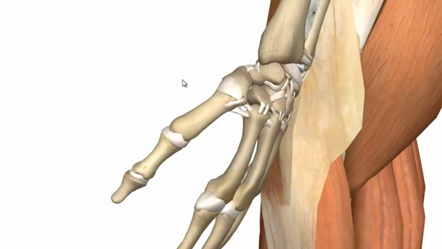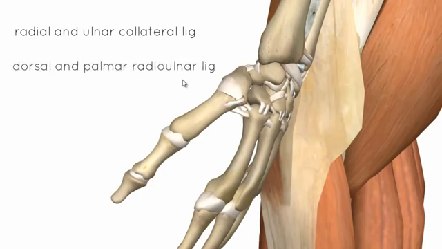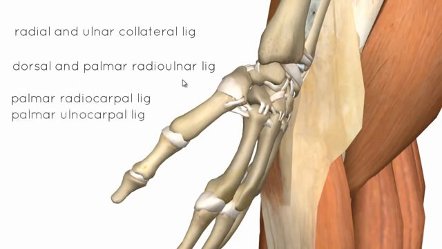So you've got two collateral ligaments, a radial and ulnar collateral ligament. You've got the two ligaments at the distal end of the radius and ulna, the dorsal radio-ulnar and the palmar radio-ulnar ligaments. Then on the palmar surface, you've got palmar radiocarpal ligaments and palmar ulnocarpal ligaments, which are broken into those two parts. And on the dorsal surface, you've only got a ligament connecting the radius to the carpal bone, a dorsal radiocarpal ligament.